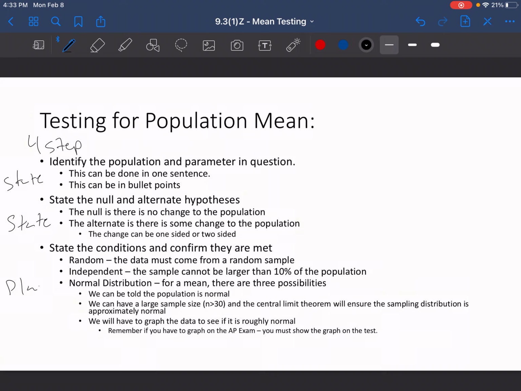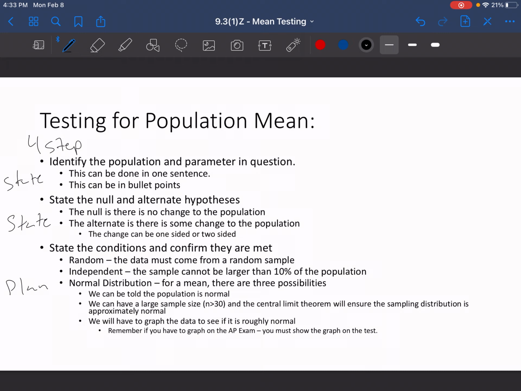So we need to state the conditions and confirm that they are met. We need to check to see whether it's random, independent, and normal. And for normal, we can basically perform three tests. We can be told in the problem that the population is normal. We can have a large sample size of greater than 30 where the central limit theorem is met, or we can just graph the data like we saw in the last example and check to see if it's roughly normal.